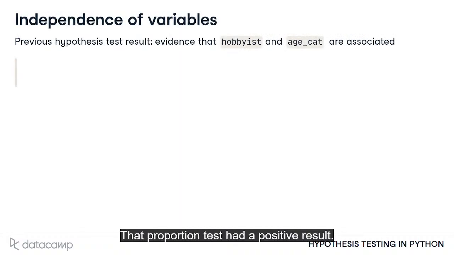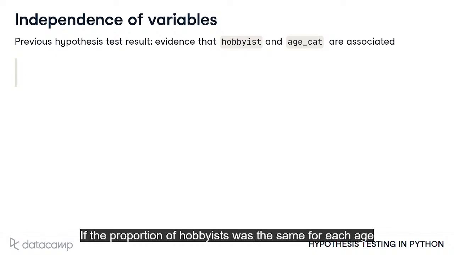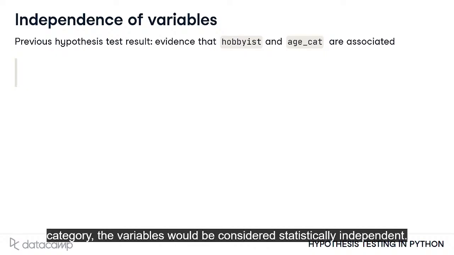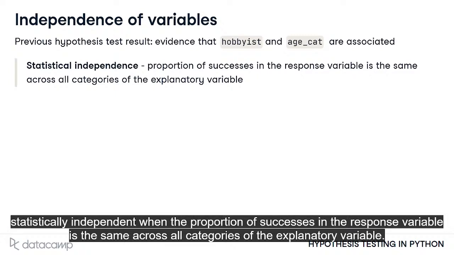That proportion test had a positive result. The small p-value suggested that there was evidence that the hobbyist and age category variables had an association. If the proportion of hobbyists was the same for each age category, the variables would be considered statistically independent. More formally, two categorical variables are considered statistically independent when the proportion of successes in the response variable is the same across all categories of the explanatory variable.